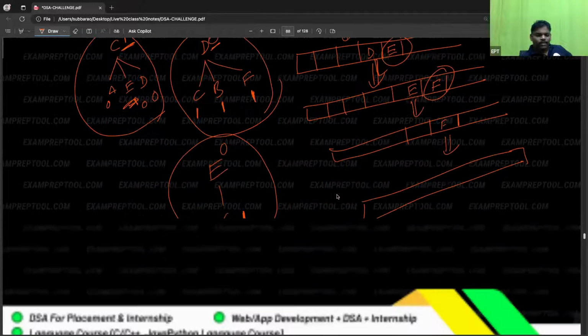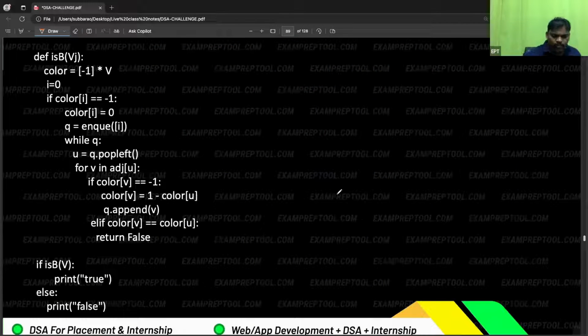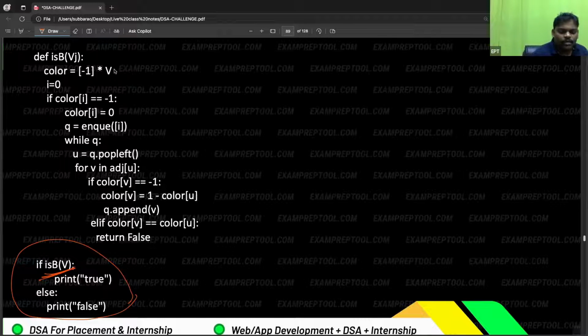I have also written a Python program, roughly. See this one. This is the main program. From the main program, I called isBipartite of V. I started from some vertex. If you go inside isBipartite of V, initially the color array is all -1.